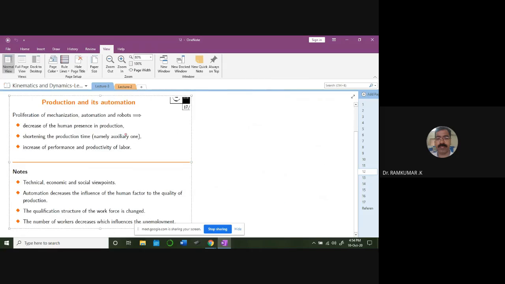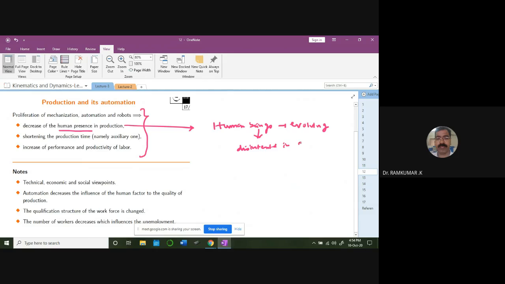So production and automation is another area where robots are heavily employed. We want to decrease the human presence. This is another problem we have. If you look at human beings, we are evolving. More and more people nowadays are disinterested in doing dull, repetitive jobs. We want more creative, more fun-filled jobs. We don't want to do repetitive jobs for hours together. So particularly in the Western world, they are facing a huge shortage of people to work in this kind of dull, repetitive jobs.